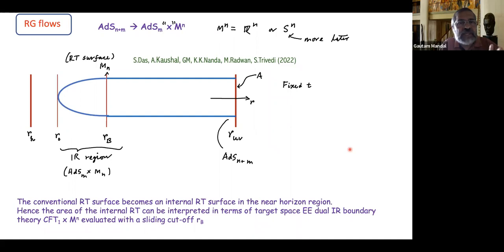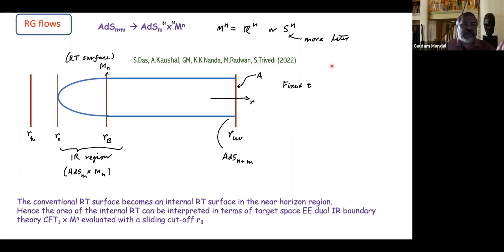Okay, so in this ongoing paper, I don't know whether I have given the references, yes, here it is. This is the paper that we are almost finished with Shumit, Anurag, Kanhu, Kishore Nanda, Mohammad Radwan, and Sandeep.